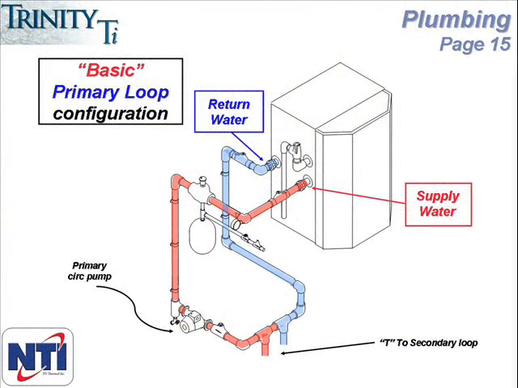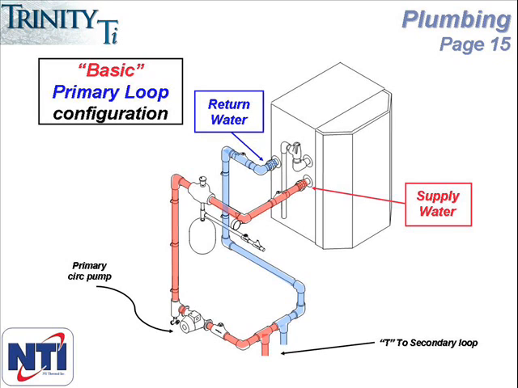As previously mentioned, the TI needs to be installed with a primary loop. There really isn't any preset configuration the primary loop needs to be, so how it's configured is entirely up to the individual installer. This slide shows an example of a primary loop taken from page 16 of the installation manual, but it doesn't necessarily have to look like this. This is just an example.